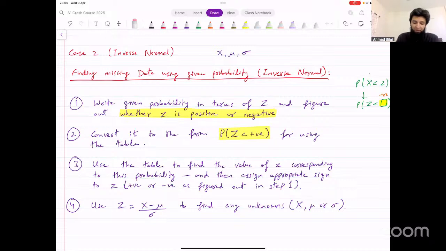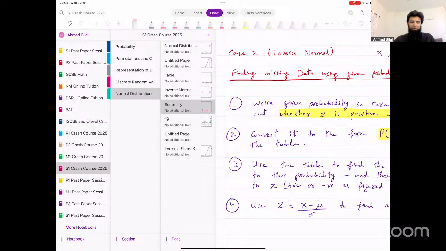You put that sign with that, and then you use the formula z equals x minus mu over sigma to find those unknowns that you have. It could be the value of x that is unknown. It could be the value of mean that's not known, or it could be the value of standard deviation that's missing. So you'll find that using that at the end, right? That's what we have done roughly in the last couple of sessions.